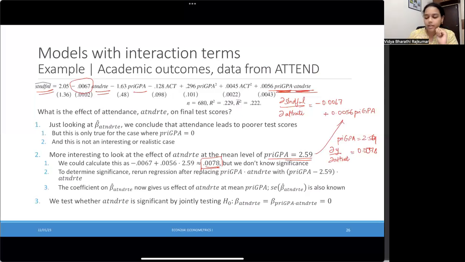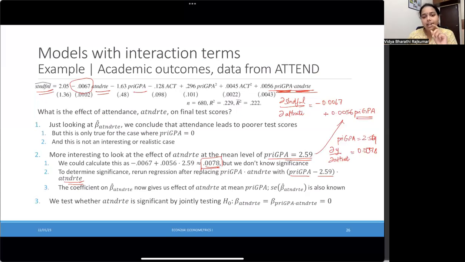for a student who's performing at the average GPA level, I need to rerun my regression where I redefine this pre-GPA variable as pre-GPA minus its average. So I redefine the variable and I multiply that with my attendance rate. Notice that I'm only redefining the variable which shows up in my partial effect of interest, right? Previous GPA shows up in my ∂y/∂x.